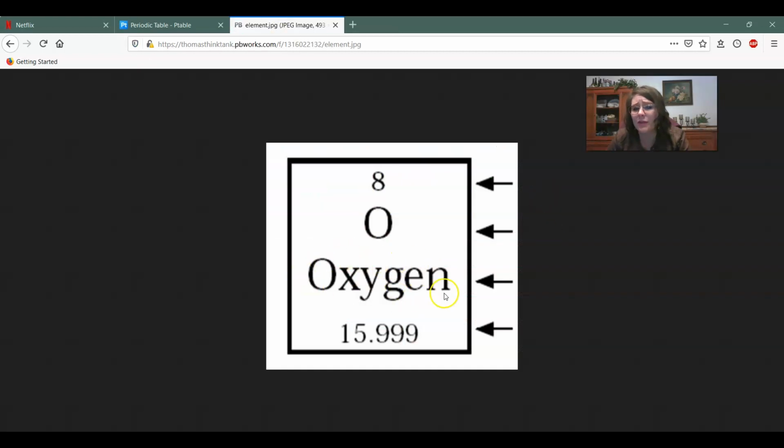Okay, this is the chemical name. And so if you're writing out a sentence, for the most part, you want to write out oxygen and save the O, or the chemical symbol, for when you are writing a chemical equation.